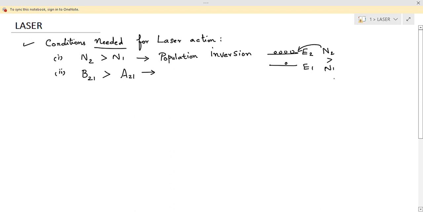B21 should be greater than A21. That is, stimulated emission should be greater than, or predominant over, spontaneous emission. So, these are the two conditions needed for laser action.